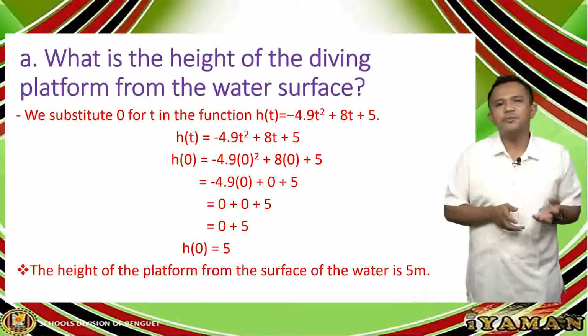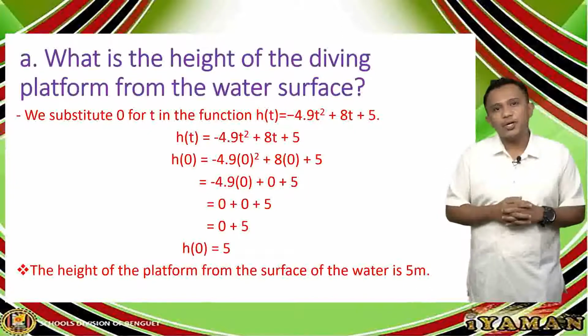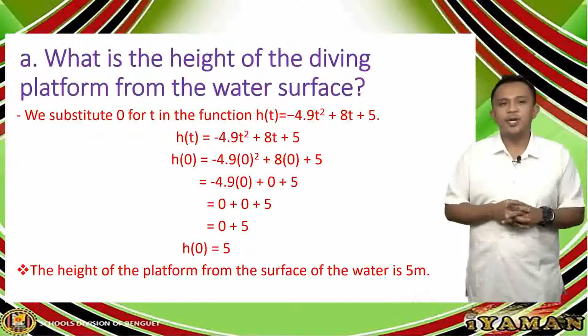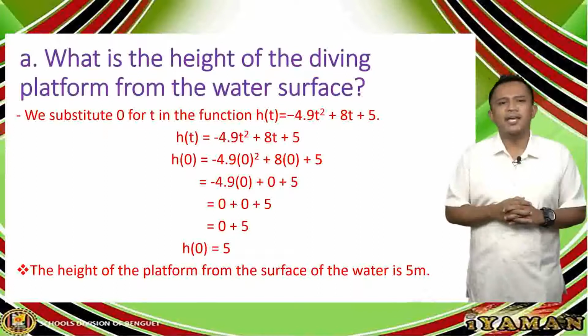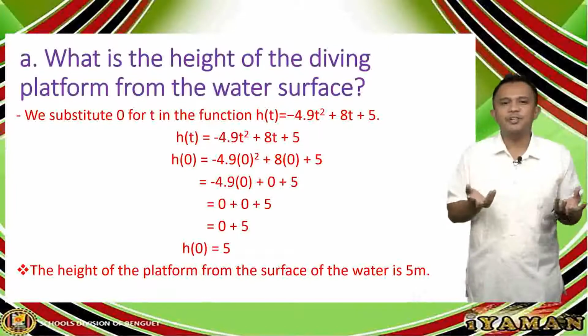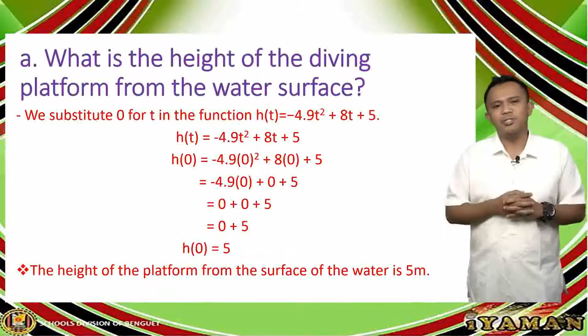We substitute 0 for t in the function h of t is equal to negative 4.9 t squared plus 8t plus 5. So by doing that, all the t's in the function will become 0. So from the original function, h of t is equal to negative 4.9 t squared plus 8t plus 5, it will become h of 0 is equal to negative 4.9 times 0 squared plus 8 times 0 plus 5. Now you observe that all the t's in the original function became 0. Is that right? Now, let us continue.